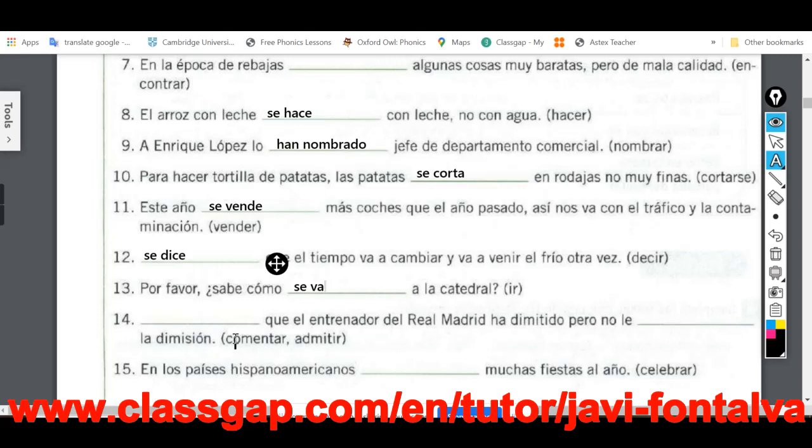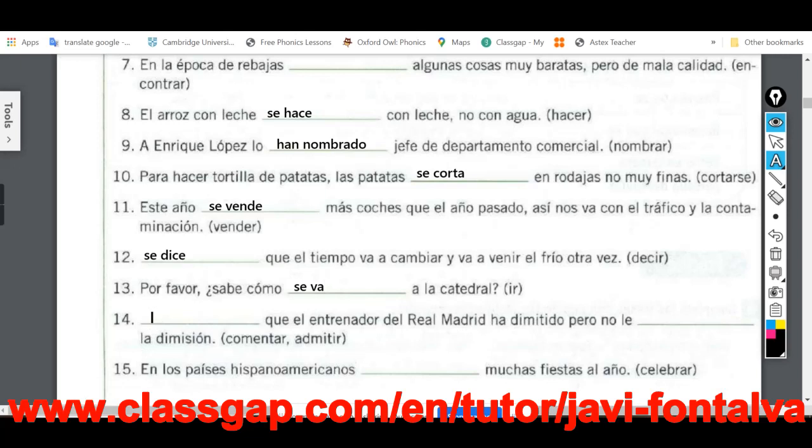Or, if you are lazy, you could also say, para ir a la catedral. So this is quite common in Spanish as well. You could also say, para ir. Okay, para ir a la catedral, para Málaga, para no sé qué.